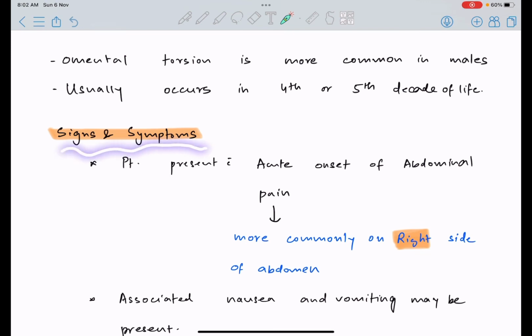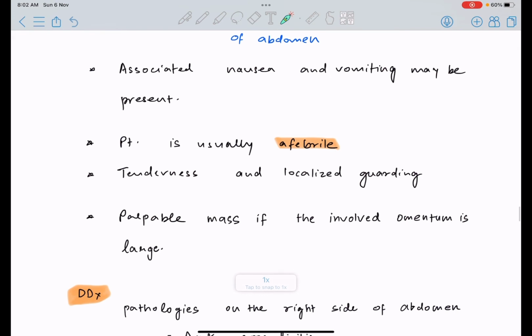If we look at the signs and symptoms, patient usually presents with acute onset of abdominal pain, which is more commonly on the right side of the abdomen. So this is important that the omental torsion pain presents on the right side of the abdomen. Associated nausea and vomiting may be present, although it is not a must, and patient is usually afebrile. They don't have fever. However, they present with tenderness and localized guarding. If the involved omentum is big or large in amount, then a palpable mass can be present.